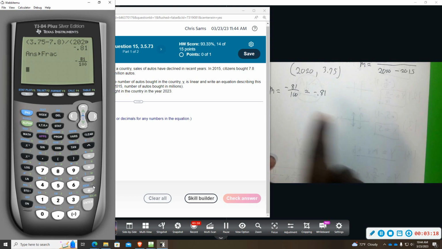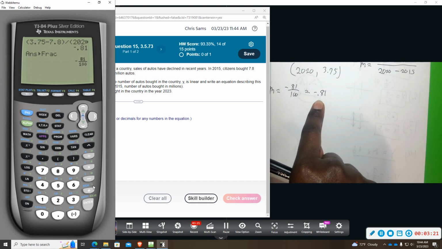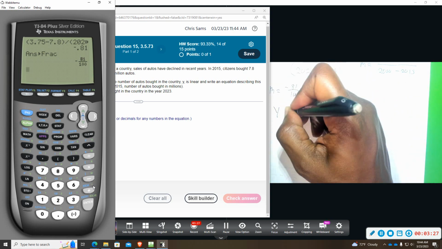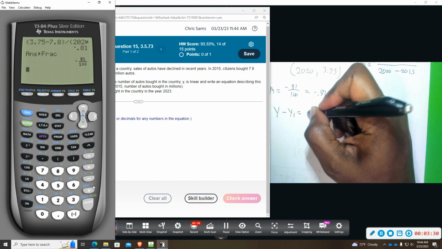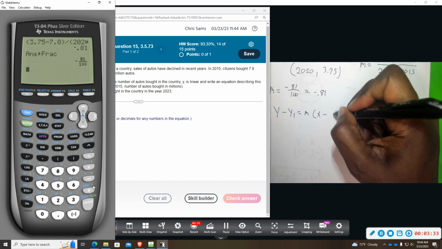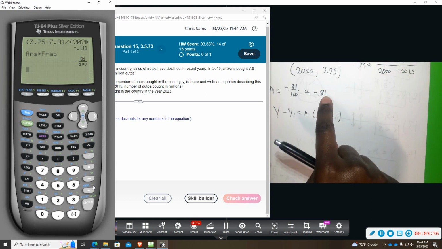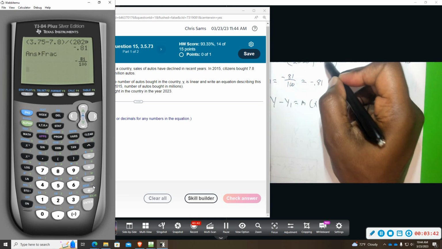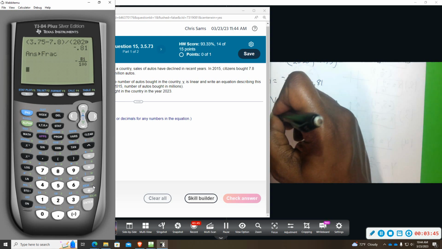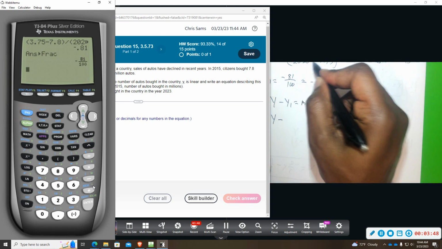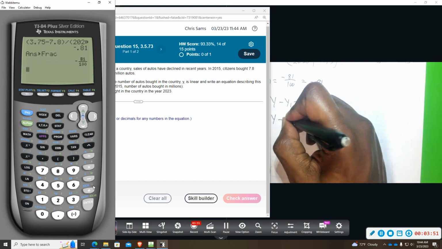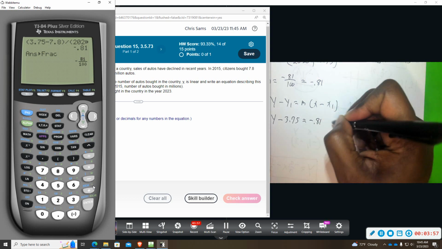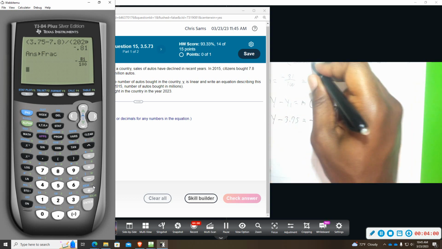Okay, so I have my slope. Now I need to find my y-intercept. If I use point-slope form, I'll go back to using that, y minus y1 equals m times x minus x1. I'll go ahead and use the decimal form. I usually like using fractions, but since we already have it in decimal form, I'll use decimals. So y minus, let's use this smaller number, y minus 3.75 equals negative 0.81 times x minus the x value of 2020.